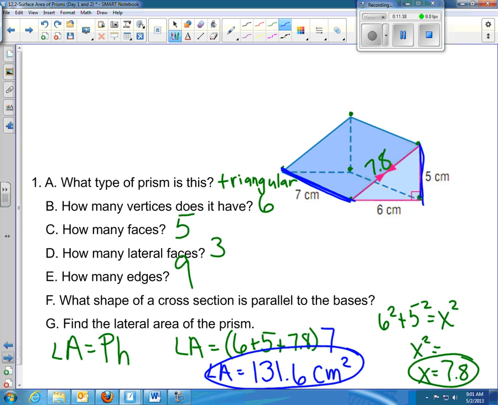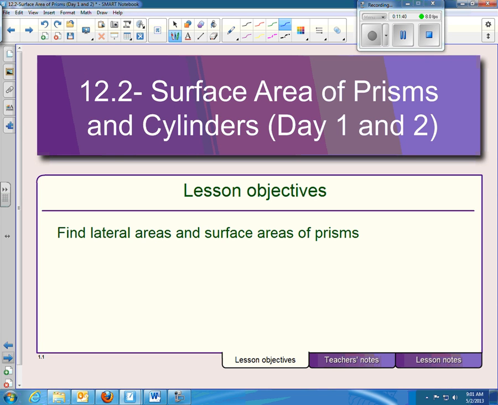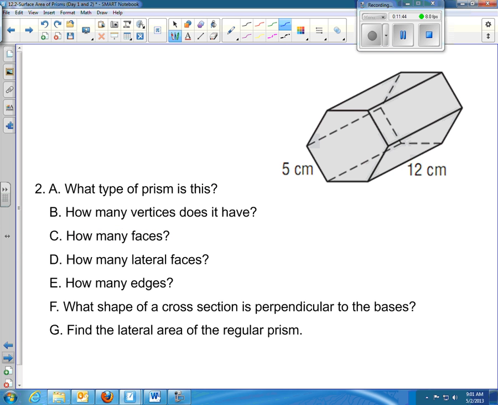All right, this next one here, oh, and that takes us on. I'm just going to show you guys this. I want you guys to do number 2 for tomorrow. We're going to start off with that, and then we'll begin our notes.